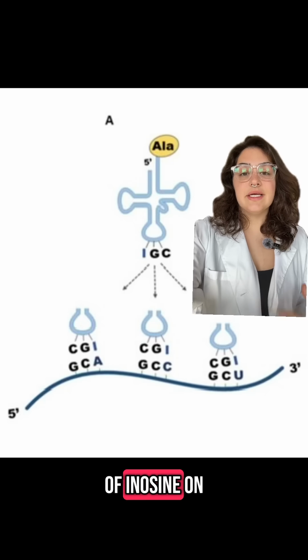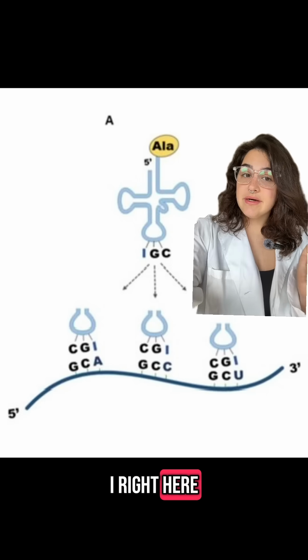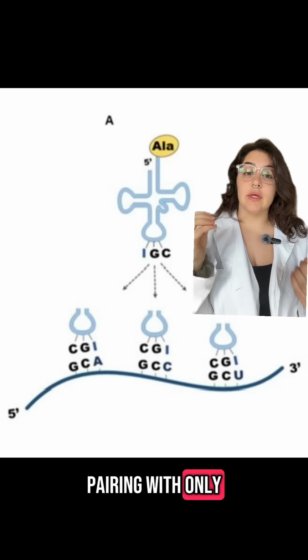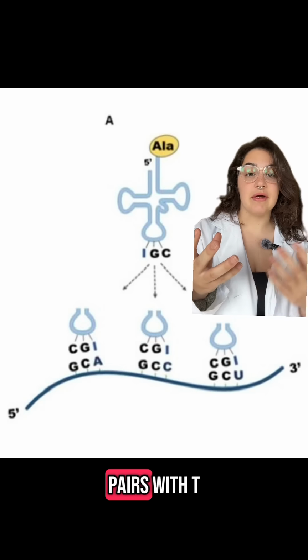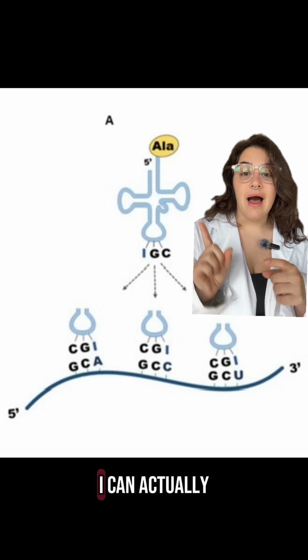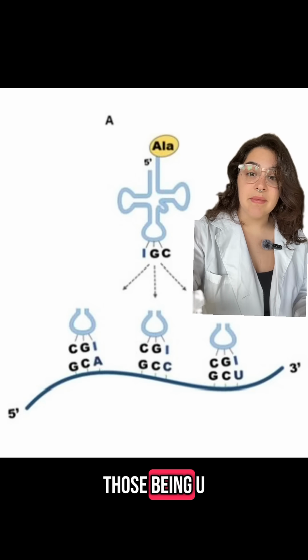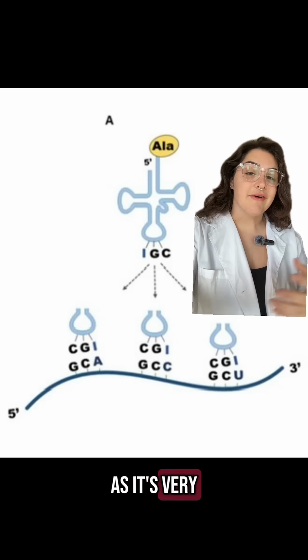In the case of inosine on tRNA, the inosine, which can be identified by the blue eye right here, acts as something called a wobble base, which instead of pairing with only one nucleoside, like how G pairs with C and how A pairs with T or U, I can actually pair with three potential nucleosides, those being U, C, or A. Hence why it's called a wobble pair, as it's very versatile.